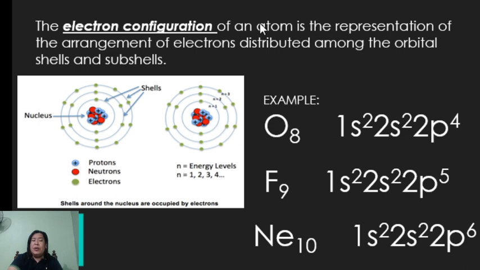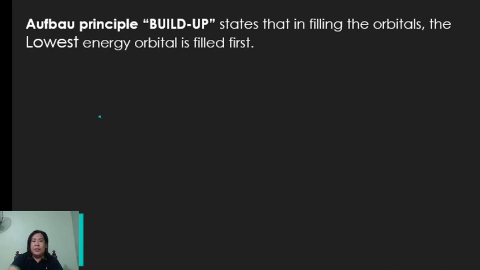In making electronic configuration, there are three rules or principles that are being followed. Number one is the Aufbau principle, or the build-up principle, stating that in filling the orbitals, the lowest energy orbital is filled first. So, we have here this electron distribution mnemonic. This is a helpful device in order to distribute electrons in each given sublevel starting from the lowest energy possible. When an electron is closest to the nucleus, that particular electron has the lowest energy.